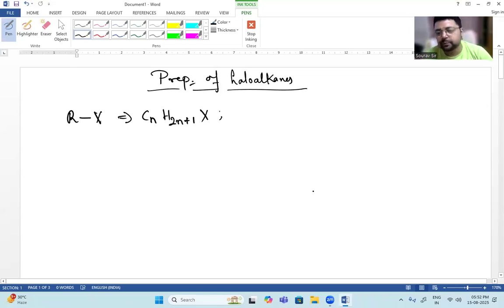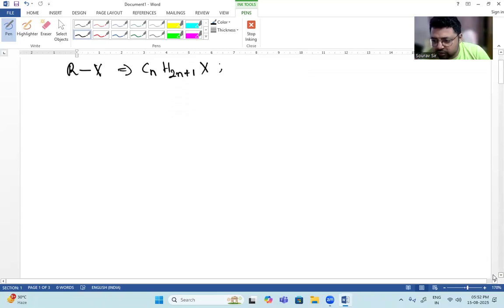Now, how to prepare these haloalkanes? At first, we will start from the basics. The chapters in our syllabus are mainly hydrocarbons. In the hydrocarbons part, we have alkanes, alkenes, and alkynes. So at first, we will focus on the preparation of haloalkanes from alkanes, alkenes, and alkynes. This will be our first target.